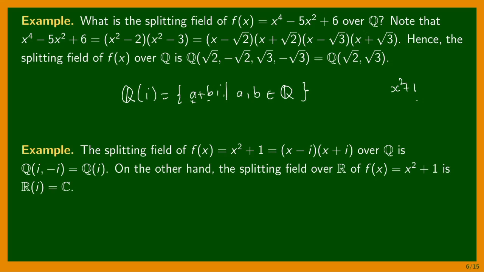Ito na nga, parang kanina rin. Pag nandun na kasi yung i, nandun na rin yung minus i by closure. Kaya nga, you can simplify it into Q(i). Burahin ko nga ito.